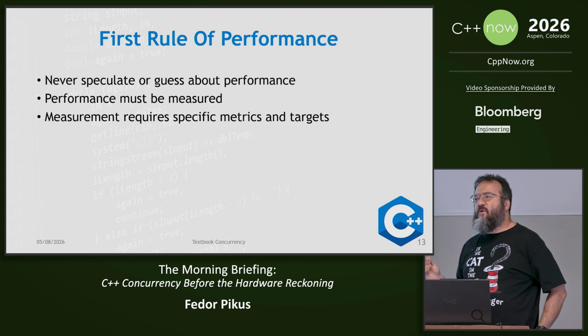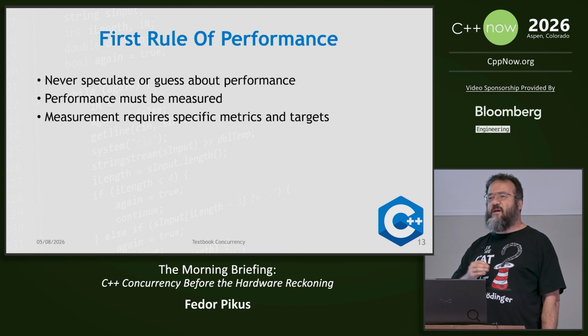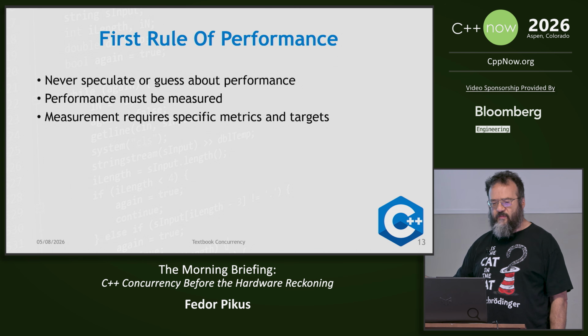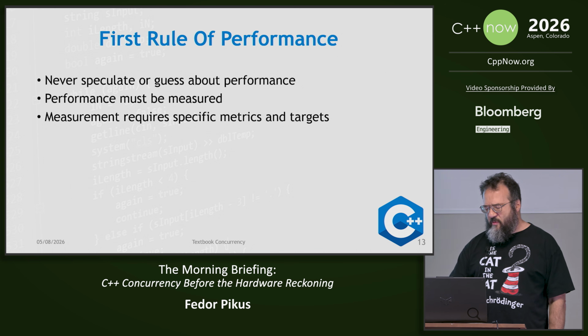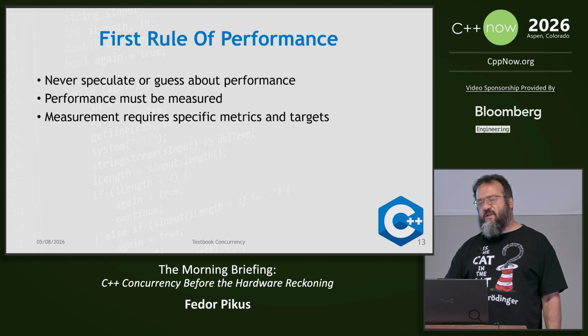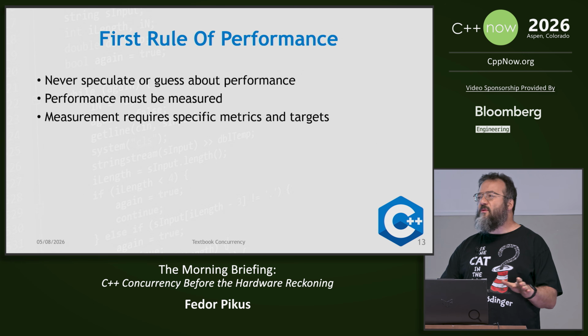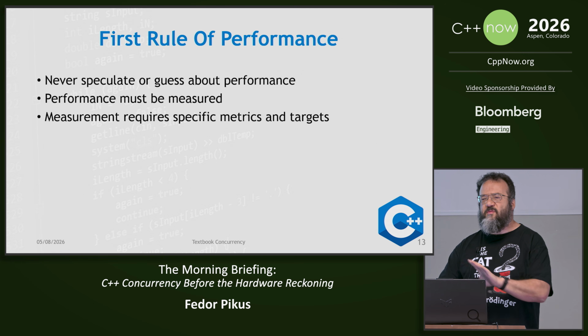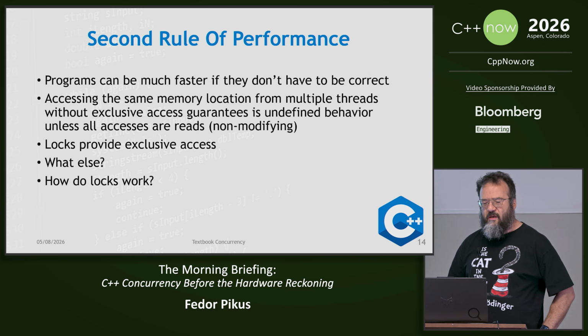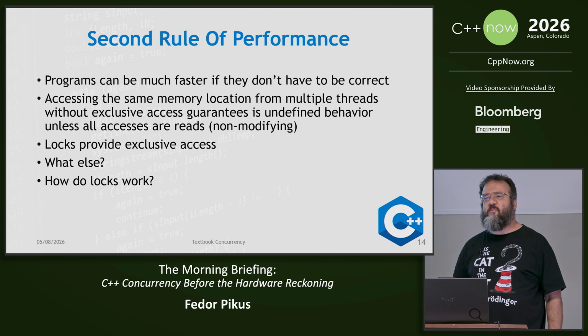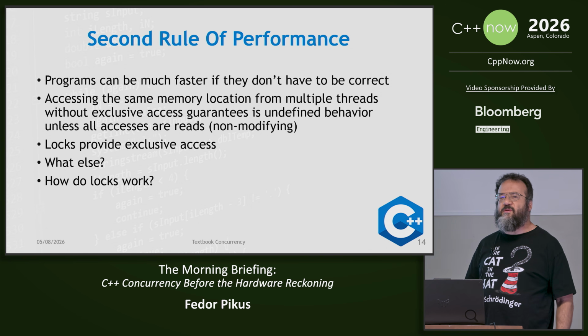The first rule of performance is to never guess about performance. Performance must always be measured. There's actually a second rule of performance. Does everyone know the second rule of performance? This one is better known. The second rule of performance is programs can be a lot faster if they don't also have to be correct.